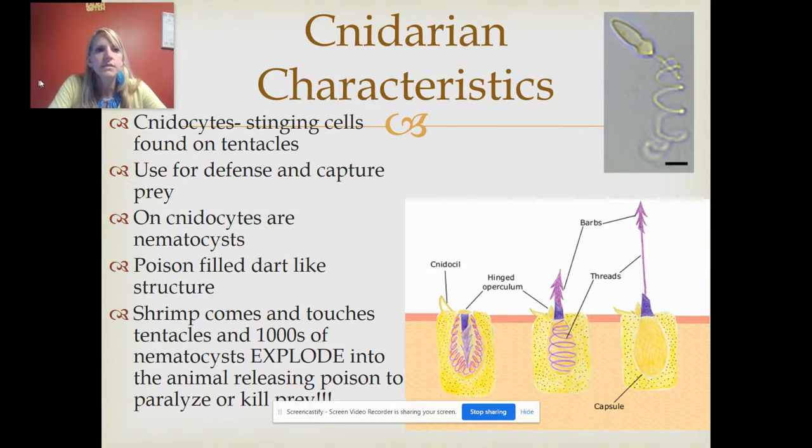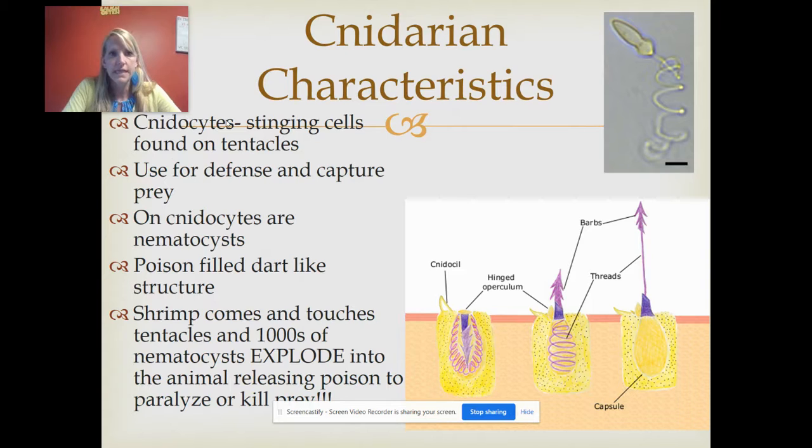They have cnidocytes. Cnidocytes, cyte means cell. They are stinging cells found on their tentacles. So think of a jellyfish and their little tentacle that hangs down. They have these little stinging cells. And it actually looks like this. This is really, really cool. So in here, this is the cnidocyte, and here's the stinging stuff. They use these for defense and capture of prey. So a lot of times it paralyzes their prey so they can't swim away, and then they're able to catch them and put them into their gastrovascular cavity.